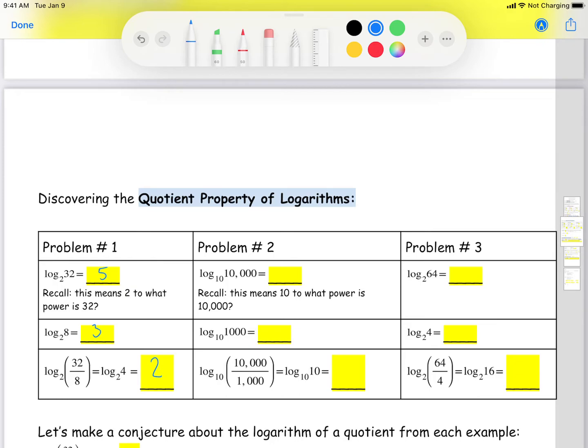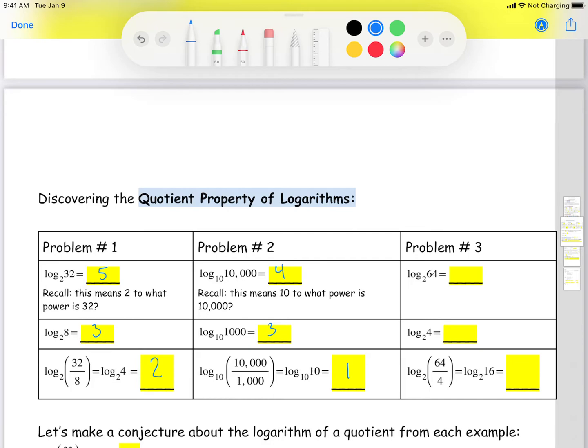If I do log base 10 of 10,000, what's log base 10 of 10,000? 4. Okay. What's log base 10 of 1,000? 3. And if I look at log base 10 of 10,000 over 1,000, 10,000 divided by 1,000 is 10. So log base 10 of 10, which we already know is 1. Okay? So far it's working.